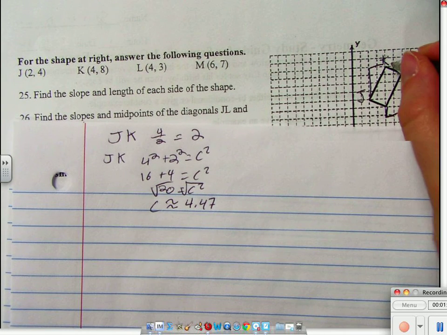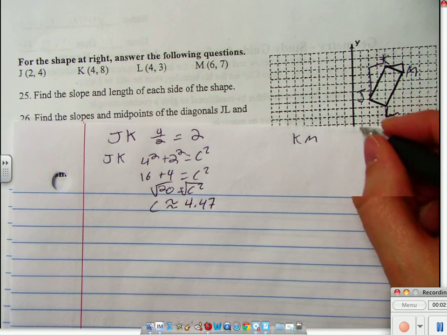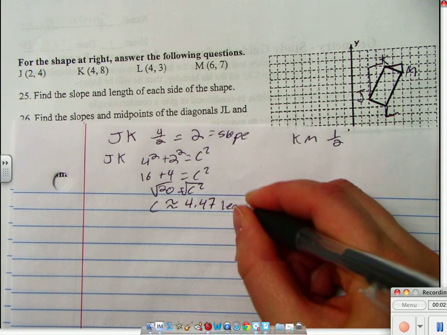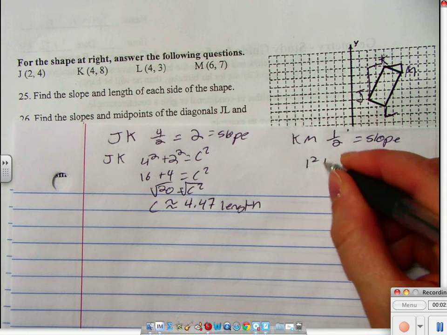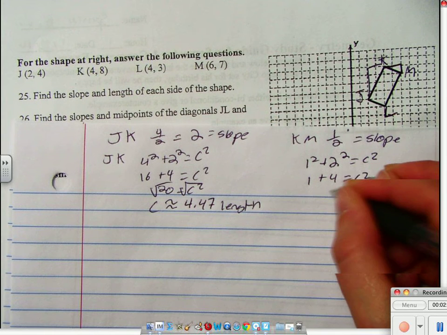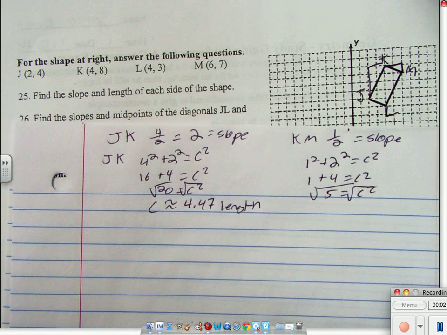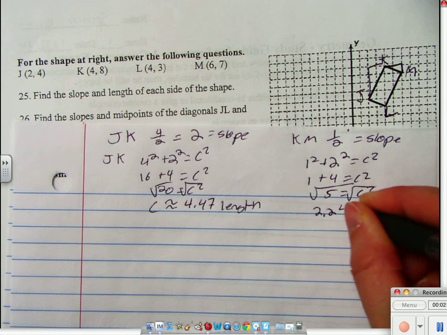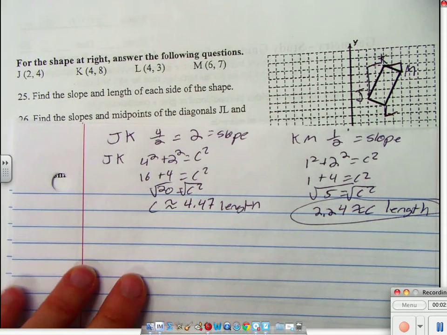Now I'm going to do it from K to M. I'm going to go up 1 over 2. So that is my slope. And then I'm going to find my length by saying 1 squared plus 2 squared equals C squared. So that's 1 plus 4 equals C squared. So that's 5 equals C squared. And then I'm going to square root both sides. And I'm going to get 2.24 is approximately C. That's my length. Okay? Got 2 sides to go.